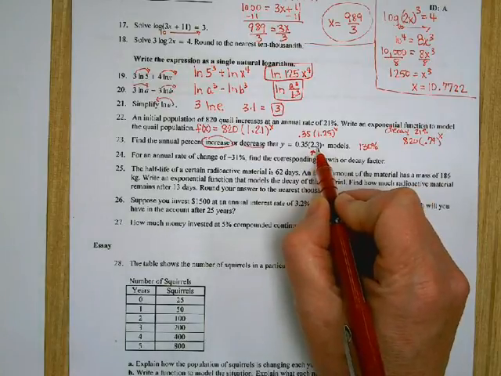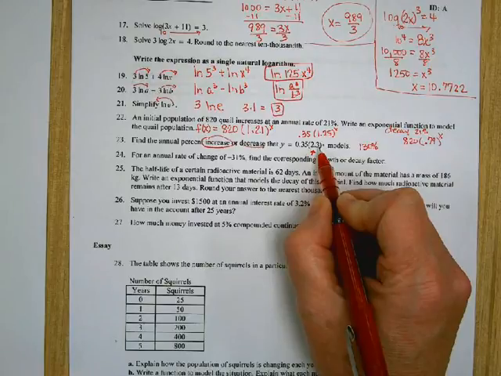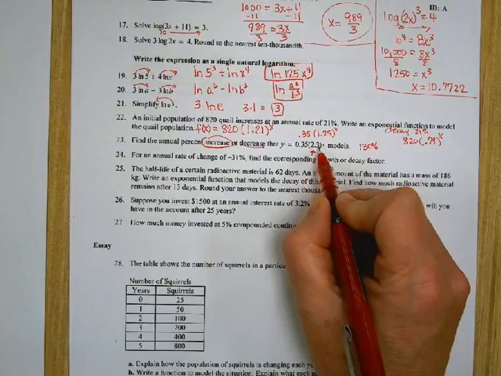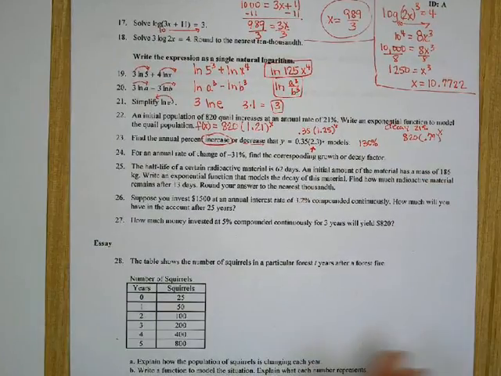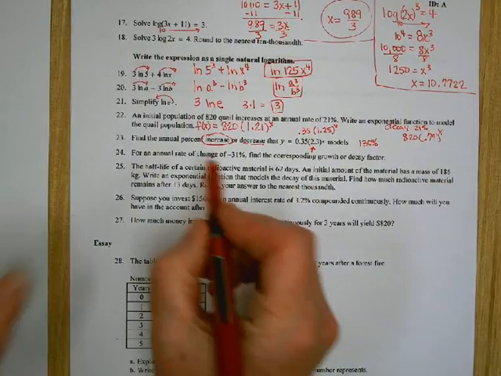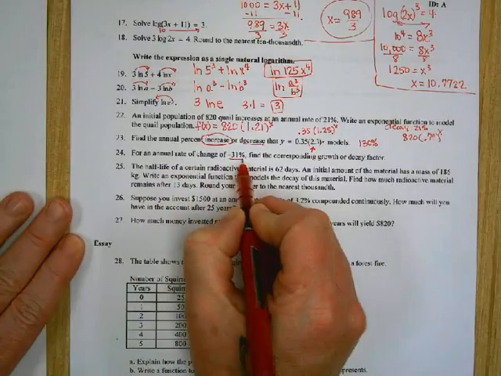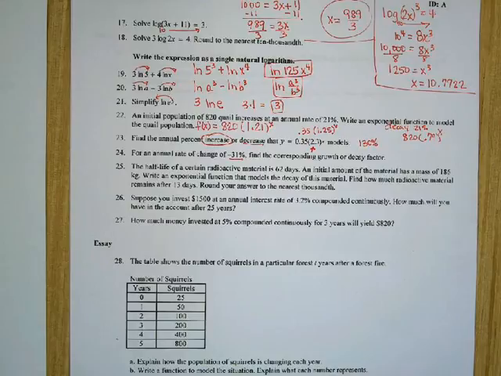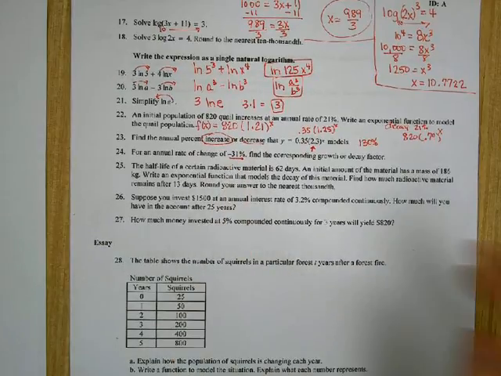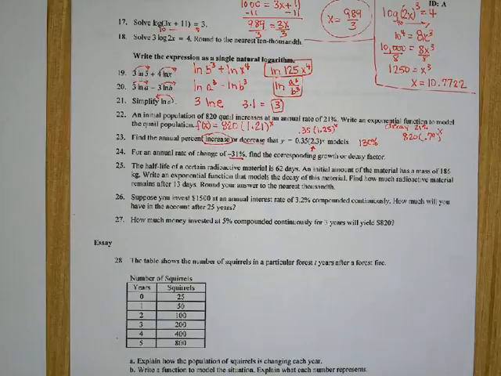24. For an annual rate of change of negative 31%, find the growth factor or decay. Are we going up or down if we're growing or decreasing? What are we doing if our change is negative 31%? You're decreasing. So it's a decay. What would you write in your equation? Let's say you started with 820. What number would you put in there?